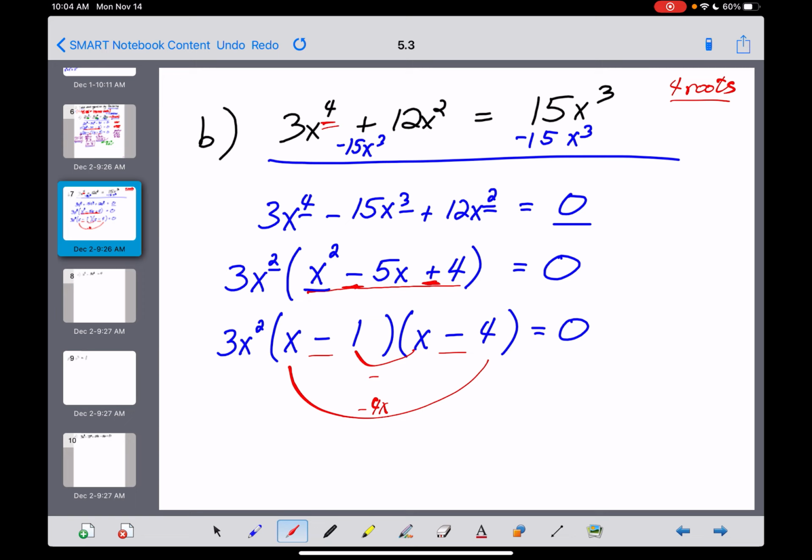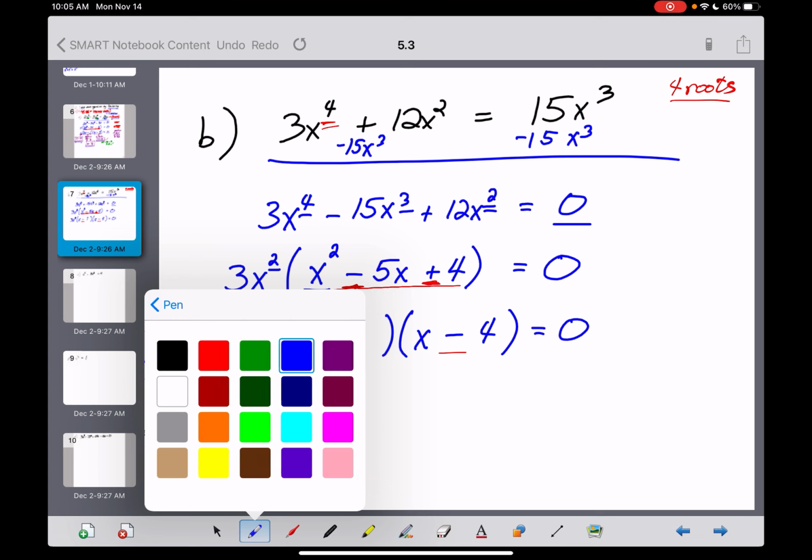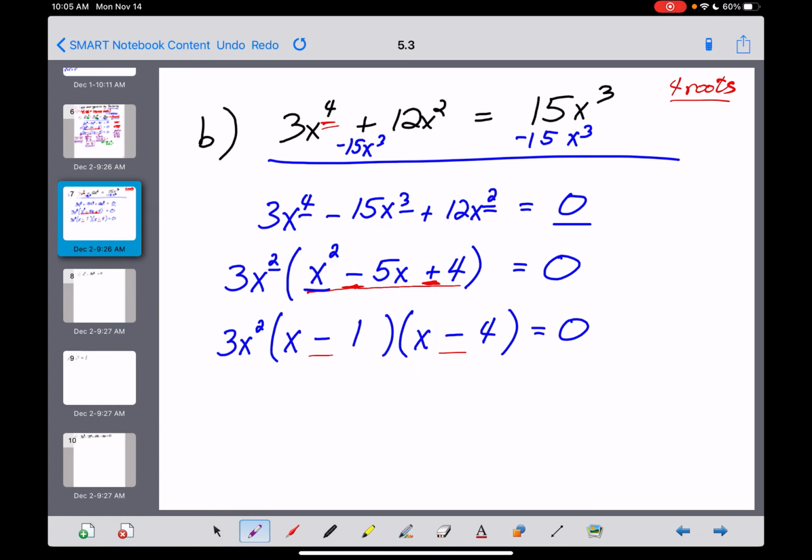Inner product here is a minus 1x. Put those 2 together, and sure enough, there's your negative 5x that we needed. Okay, so we got the factoring right and complete, guys. That's as far as we can go. So now we'll use the zero product property. We will take each factor, such as 3x squared, set it equal to 0, and solve.